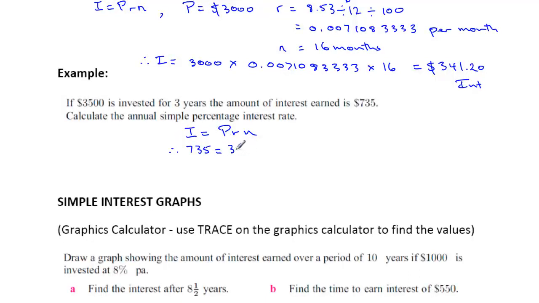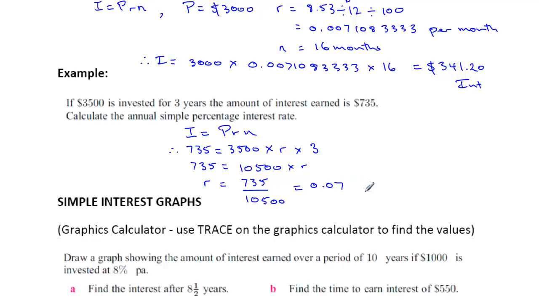We know that $3,500 is invested. What we don't know is the rate of interest. We do know that it's done for 3 years. So we've got to rearrange this formula. So let's just work out what we can. We're going to take the 3,500 and multiply it by the 3. So that gives us 10,500 times the interest rate. Now using algebra, you can see that the rate of interest must be 735 divided by 10,500, which turns out to be 0.07.